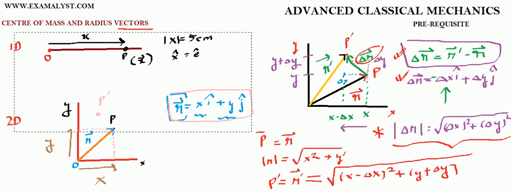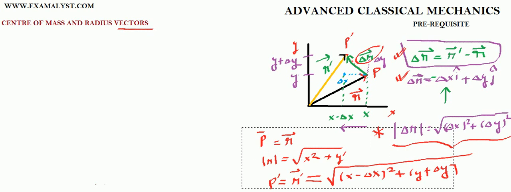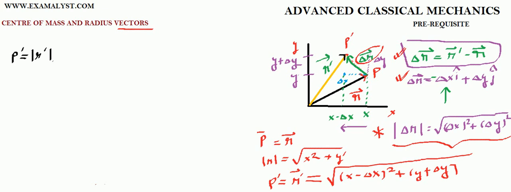So let me delete this part. Okay. And so our main aim is to solve p dash. So what is p dash now? So p dash is equals to r dash, and the magnitude of r dash, I mean the length of r dash is, so this is the length of r dash. So let us do the straightforward calculation.